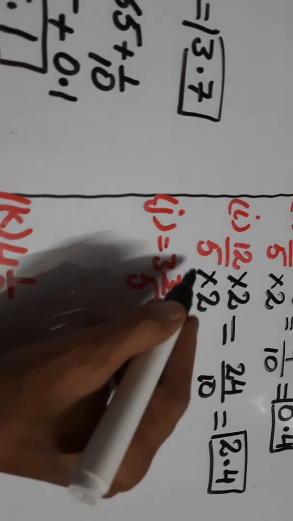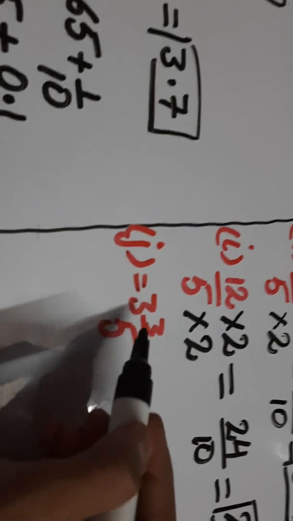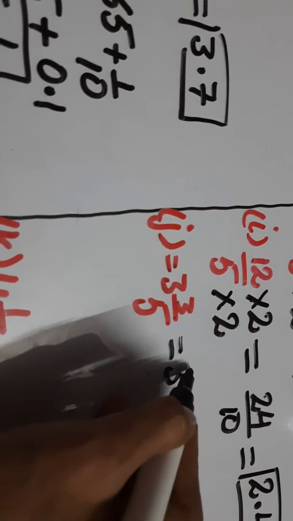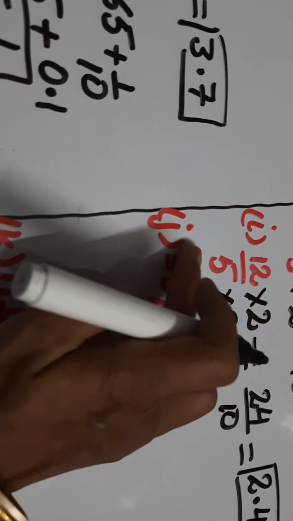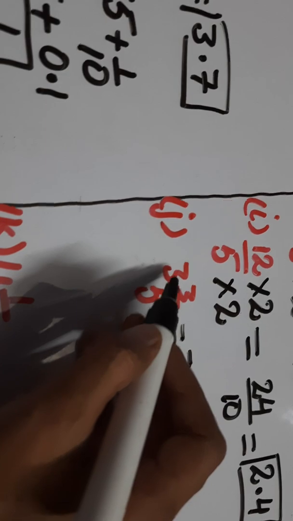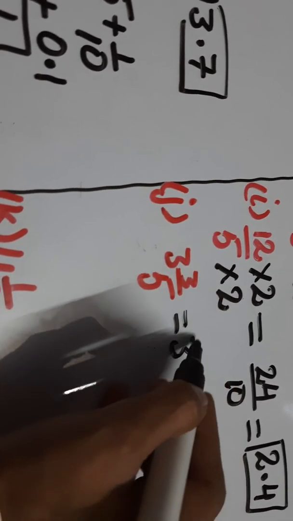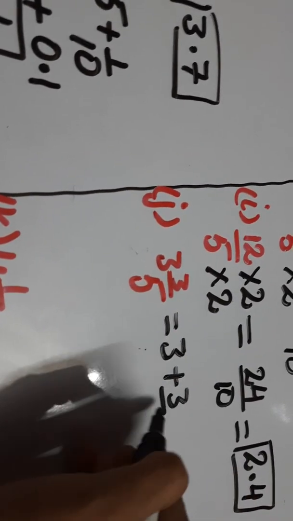Next, again this is the mixed fraction. As we have done F part, mixed fraction is given to us. That means this 3 will be taken as a whole number. 3 whole 3 by 5. How can we read it? 3 whole 3 by 5. So 3 whole is there. We'll write 3 plus we'll write this fraction like this.